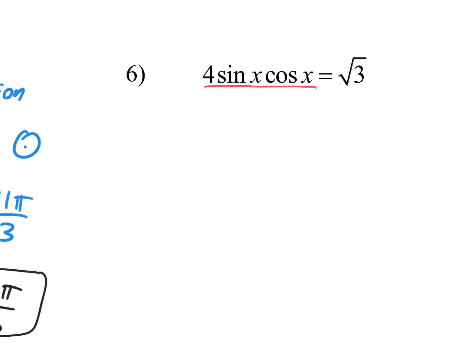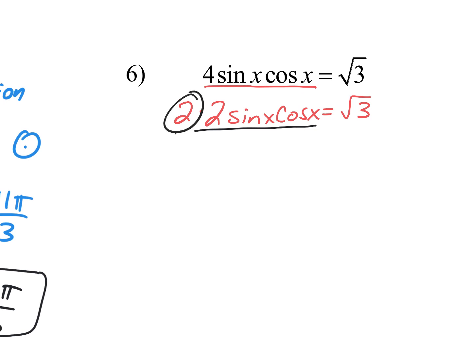So what we do instead is we write this as 2 times sine x cosine x. And the reason we would do that is because what we've created here is the double angle sine formula. So this 2 will still be present, but we can replace 2 sine x cosine x with sine of 2x.